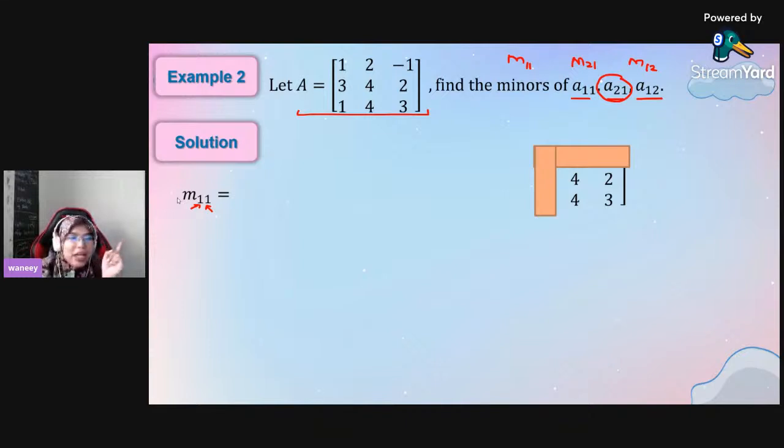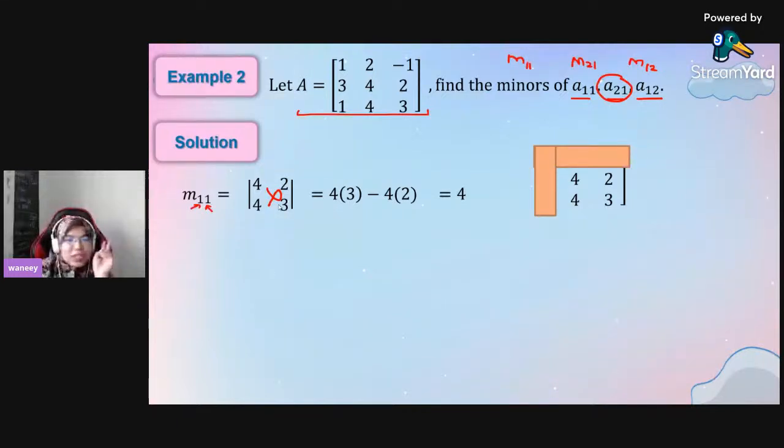Okay, so that means I have to find the determinant for 4, 2, 4, 3. Now this is a 2 by 2 matrix. We are going to use AD minus BC. So 4 times 3 minus 2 times 4. 4 times 3 is 12, 12 minus 8. So this is actually equal to 4. Okay, so that is M11.